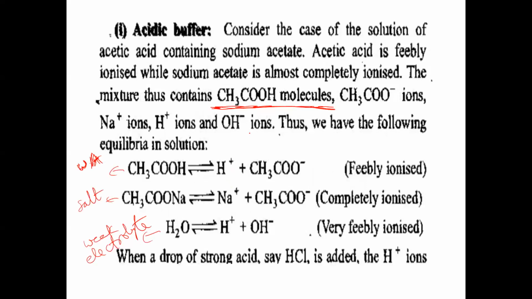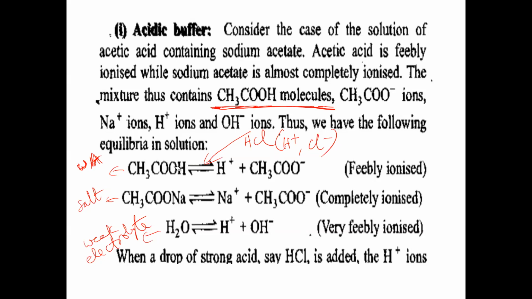Now to this we are adding HCl, that is H plus ions and Cl minus ions. These H plus ions will combine with acetate ions to form acetic acid molecules. That means the dissociation or ionization of acetic acid is decreasing now.